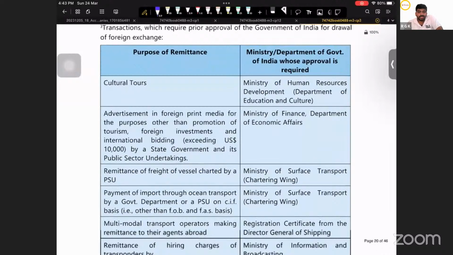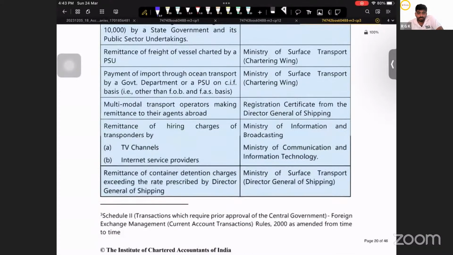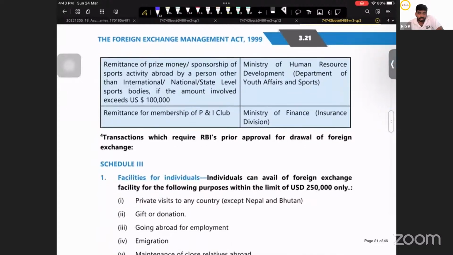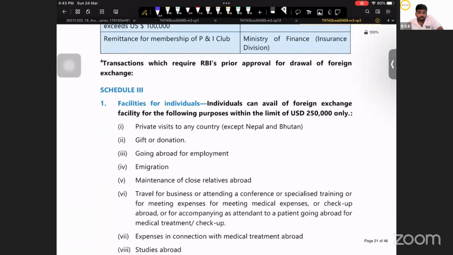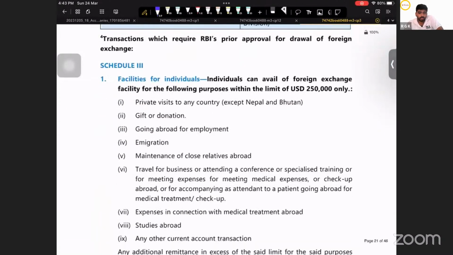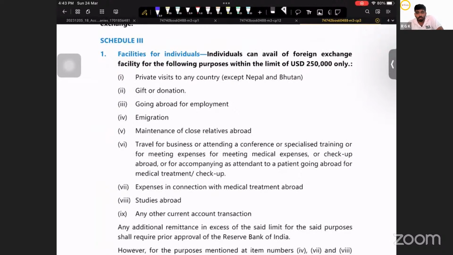Now, Schedule 2 lists some transactions for which you will have to take permission from a certain department of the ministry. For Schedule 2, you just read it once. I don't feel it is very important. Just read it there and that is enough. There is nothing too specific to tell about it.